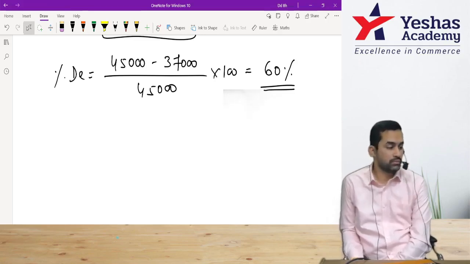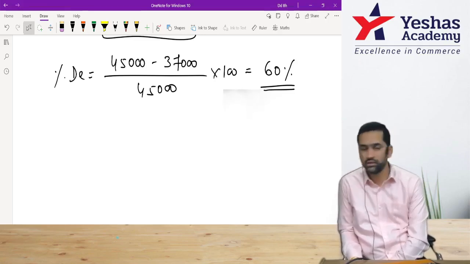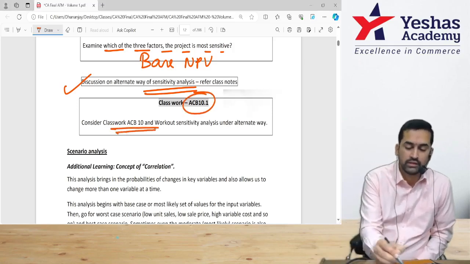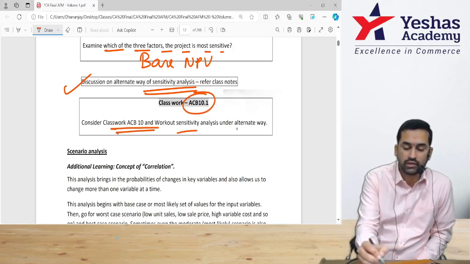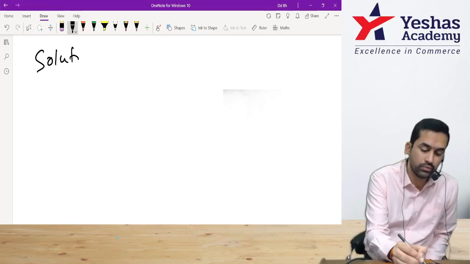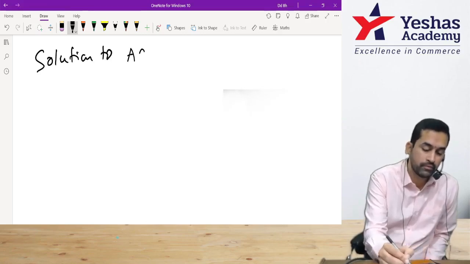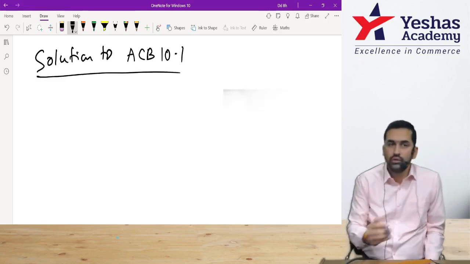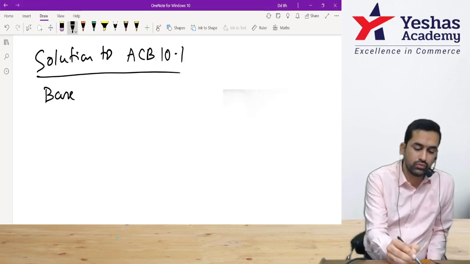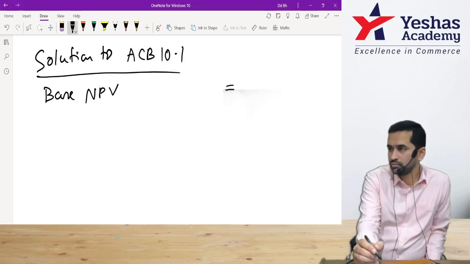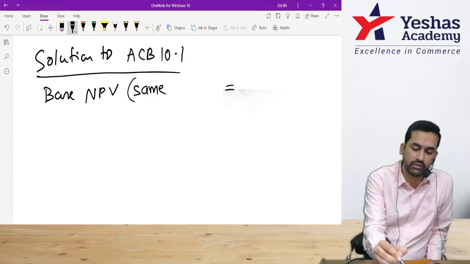Now let's try the same question number 10 under this. I've given that as separate question 10.1. Consider classwork ACB 10 and work out sensitivity under alternate way. Start now. Solution 2. CB 10.1. First you write the base NPV. In exam you'll have to calculate. Here you can write same as above. Base is not changing anyway.